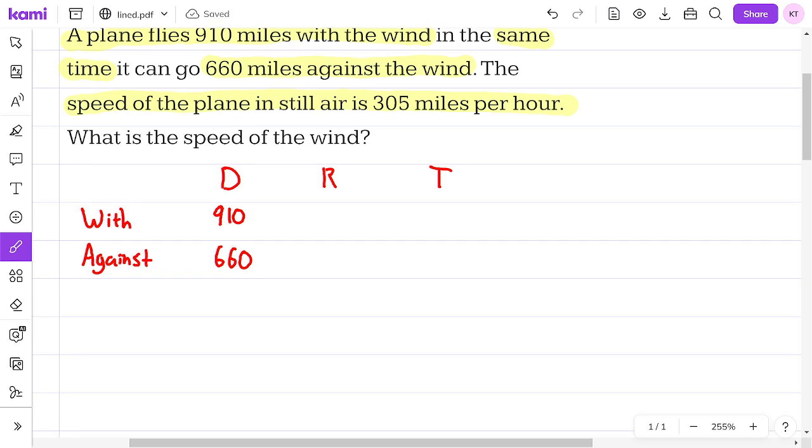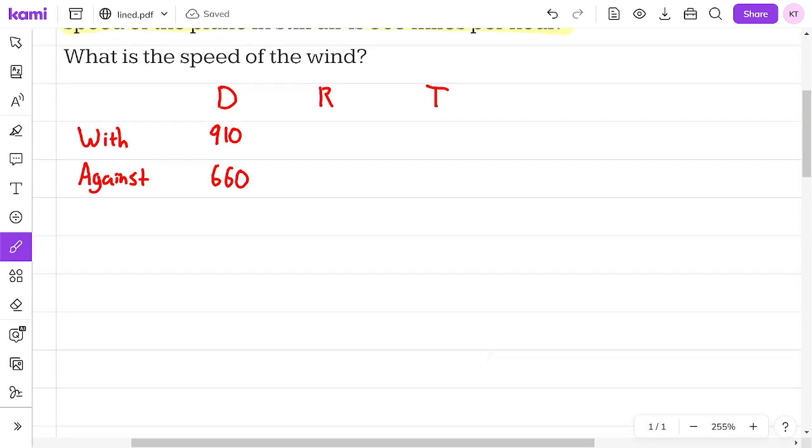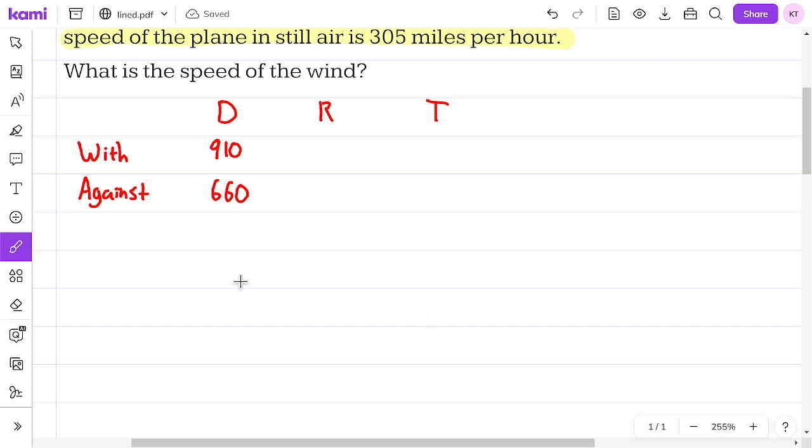So now we're hitting the part where we're going to have to apply the speed of the plane in still air. So I'm going to draw a picture below. So let's say I have my plane here. This is the plane. Do planes look like this? No, that's fine though. So if I have a plane in still air, we know that it's going to be going 305 miles per hour. So I'll draw that here.